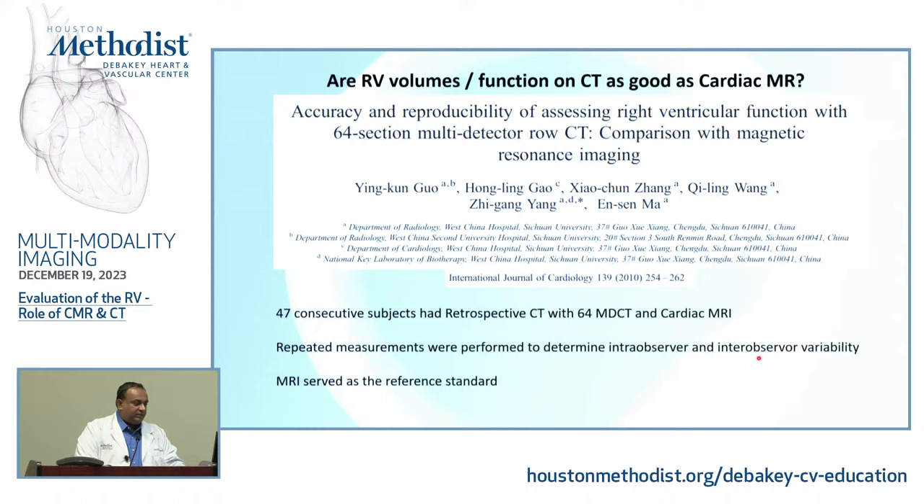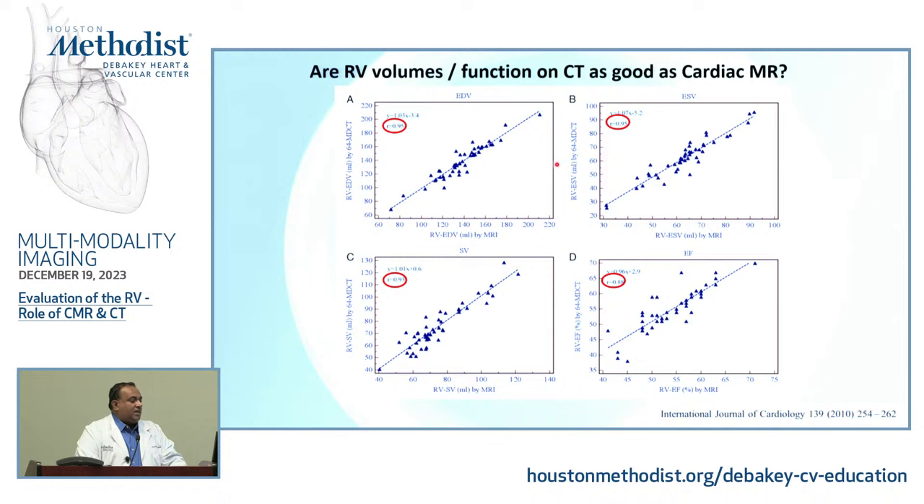So here are the linear regression graphs for the different parameters on CT: diastolic volume, systolic volume, stroke volume, and ejection fraction, and there's actually a good correlation between all of these parameters obtained by CT versus cardiac MRI, which is on the x-axis. And in the red here are the Pearson correlation coefficients, which are all 0.9 or more, showing good correlation.